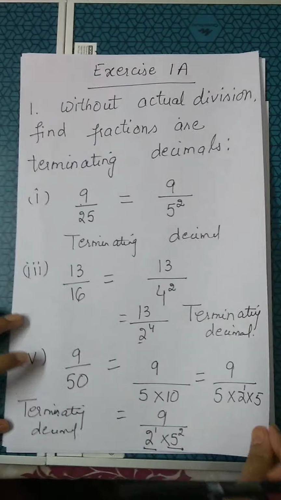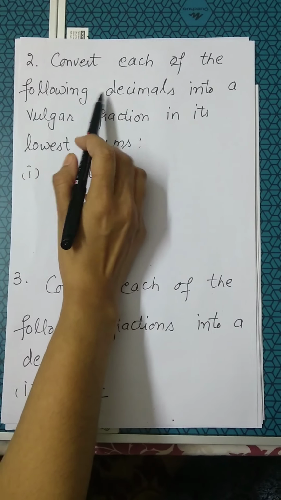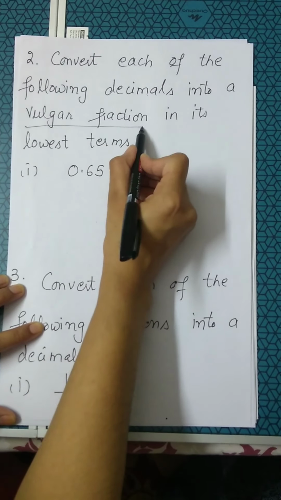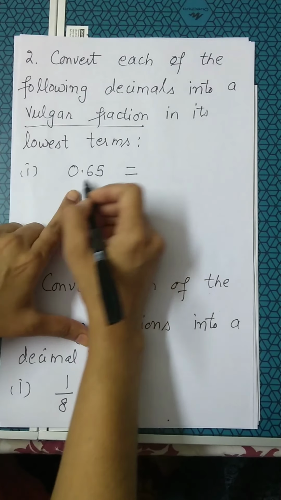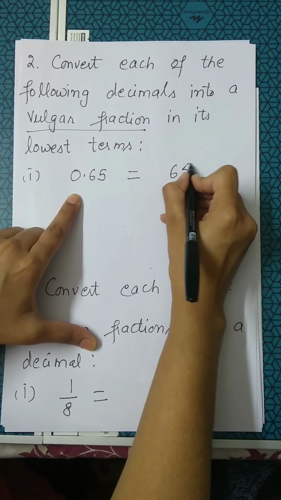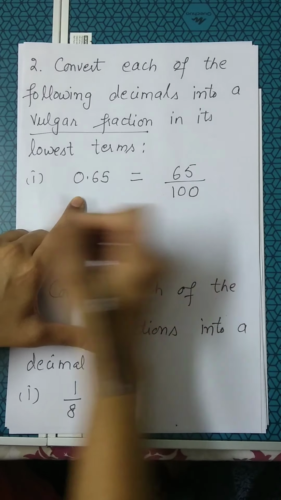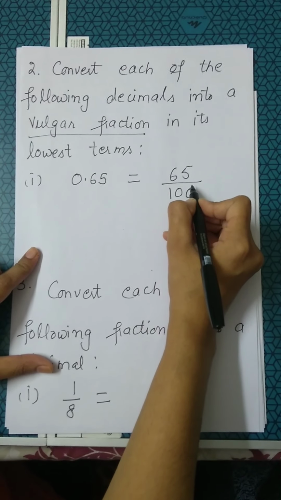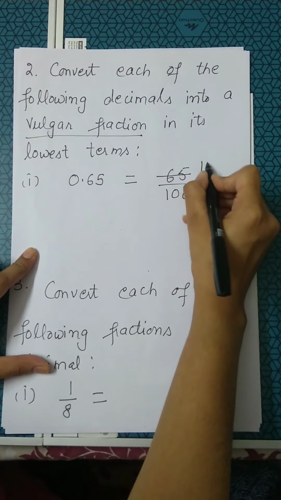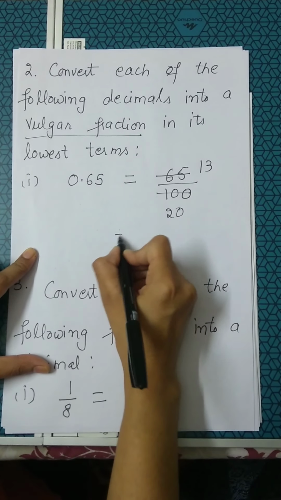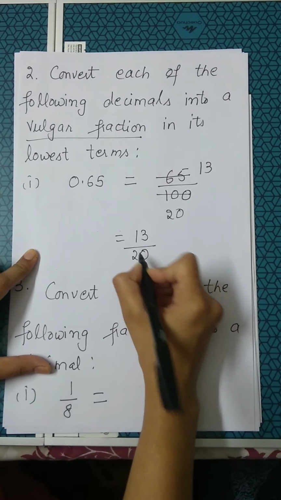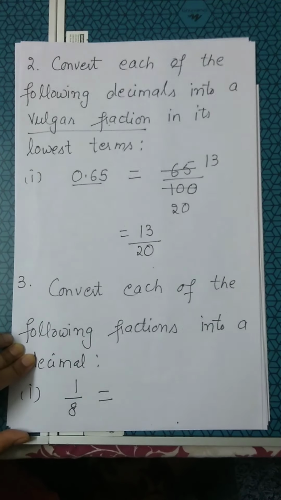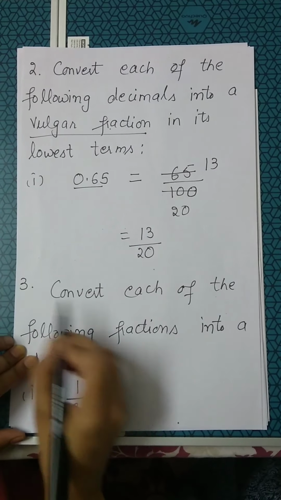Let us discuss more questions here. Question number 2. Convert each of the following decimals into a vulgar fraction in its lowest form. Now 0.65 is given. That can be written as 65 upon 100. If I reduce it to simplest form, I can see this can be cancelled by 5. So it will be 13 upon 20. Now this number cannot be further divided. So this is how a decimal number is converted into a vulgar fraction. Next one, third question.